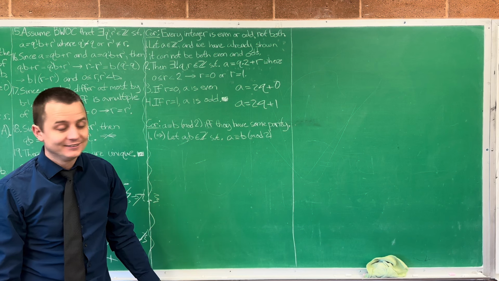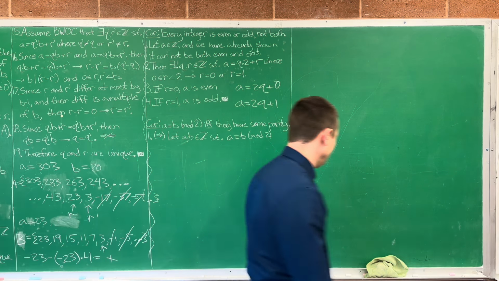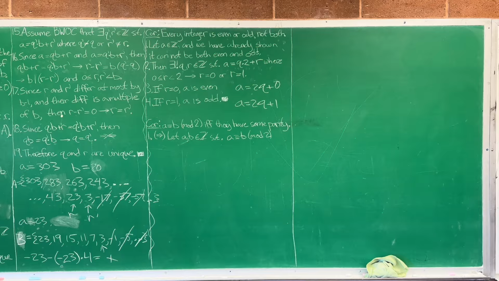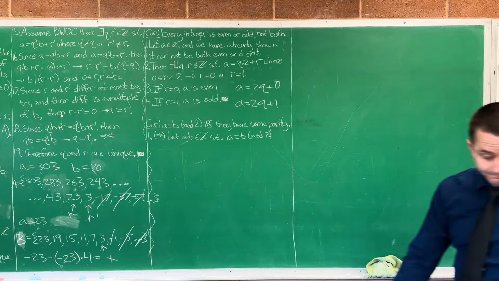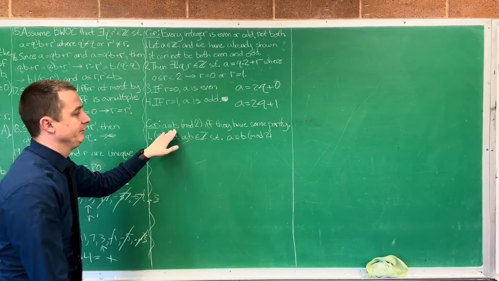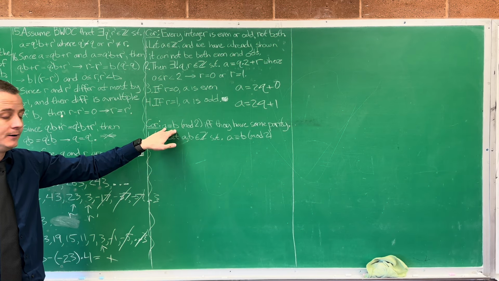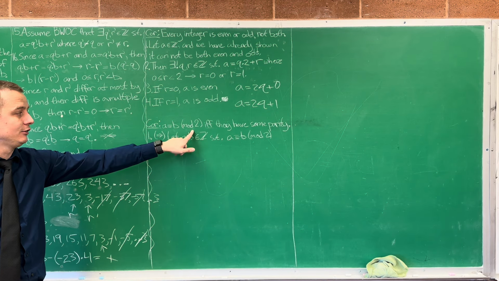Okay, let's do one more easy proof and then we'll be done. Another corollary. Something we've already said a few times, but now we'll actually prove it. A is congruent to B mod 2.